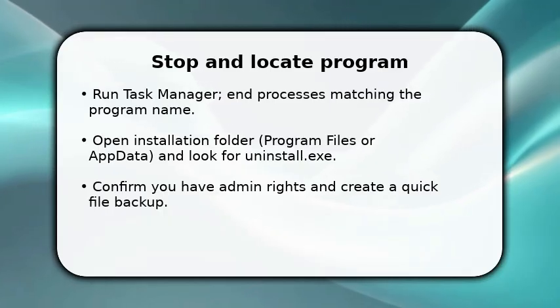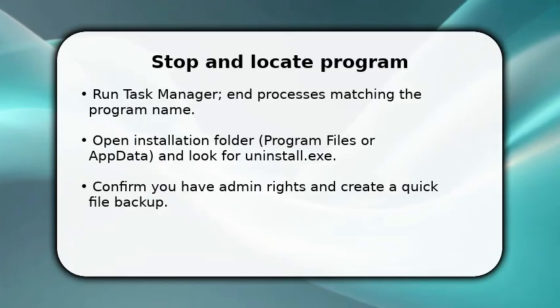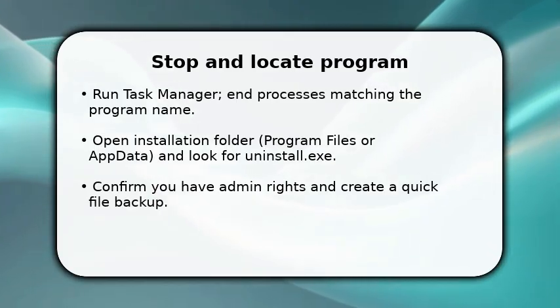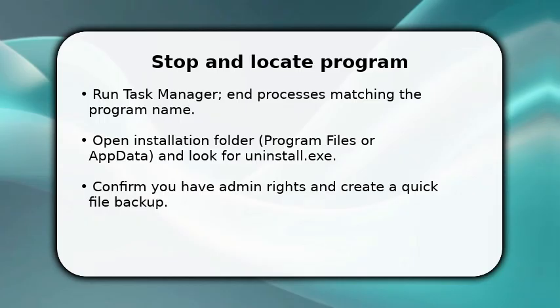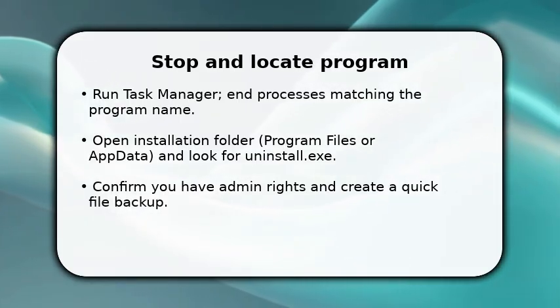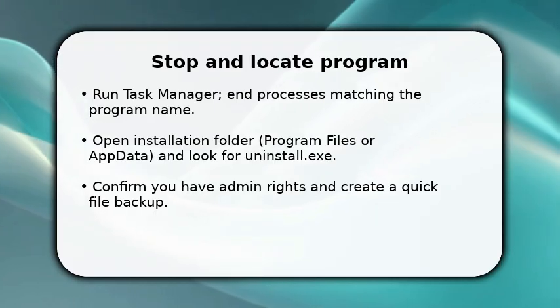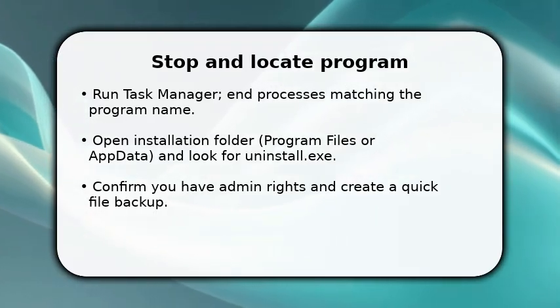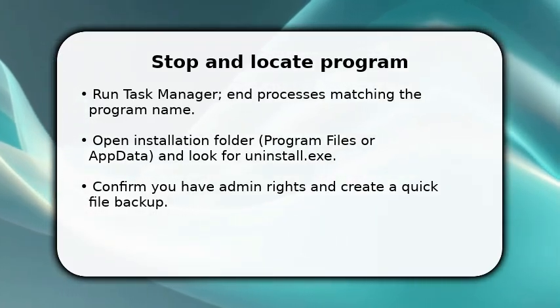You start by stopping the program so files can be changed. Open Task Manager, end any related processes, and then open its installation folder in Program Files or AppData. Once done, look for an uninstall.exe or Setup remover inside that folder and try running it as administrator.